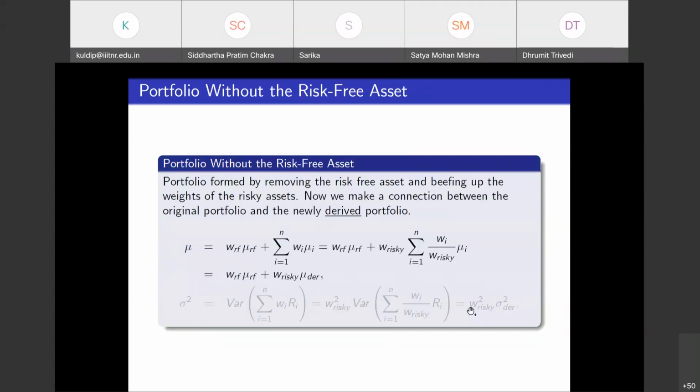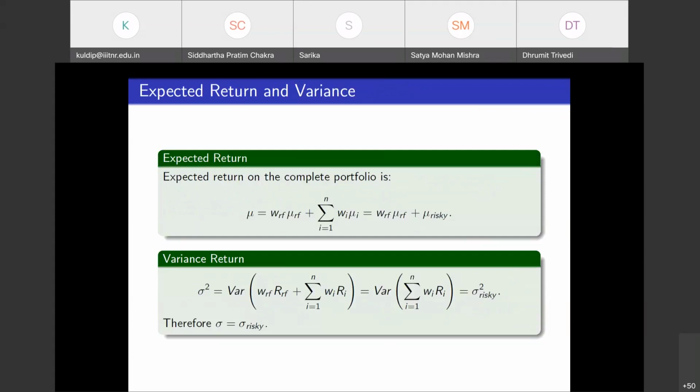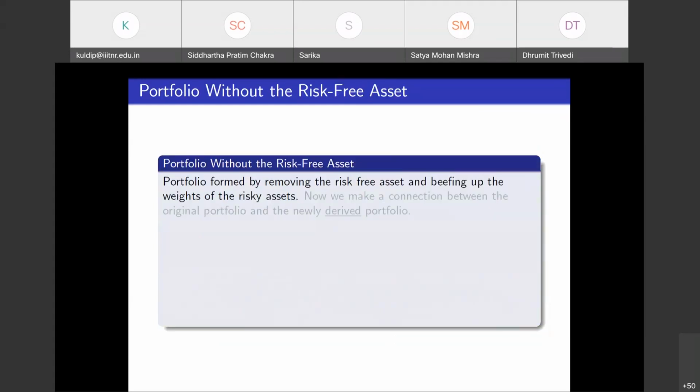Okay, now it is time for us to actually collate and connect these two things together. So accordingly, we consider a portfolio without a risk-free asset, and then we make a connection with the portfolio with the risk-free asset. So the portfolio formed by removing the risk-free asset and beefing up the weights of the risky assets. Now we make the connection between the original portfolio and the newly derived portfolio.